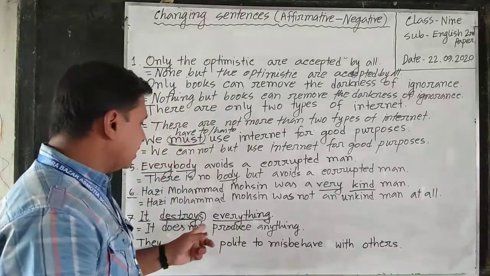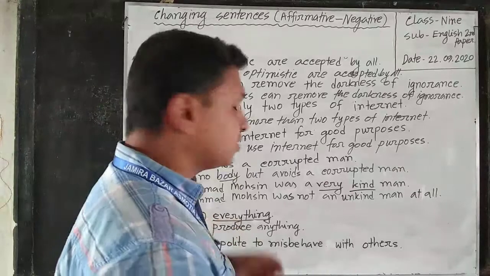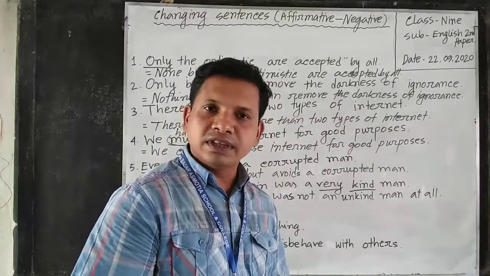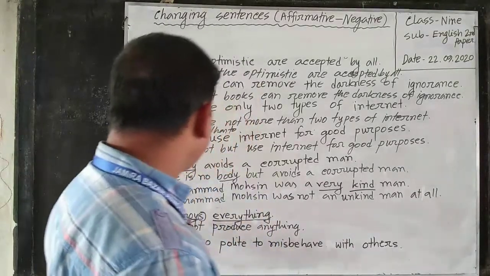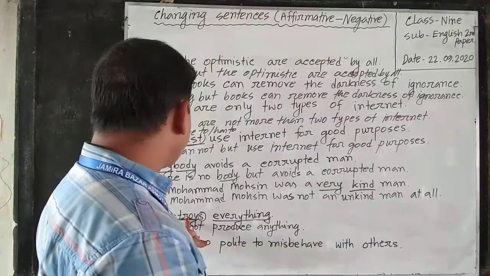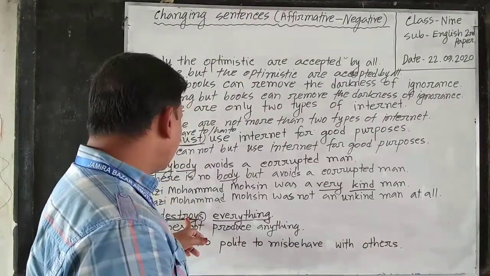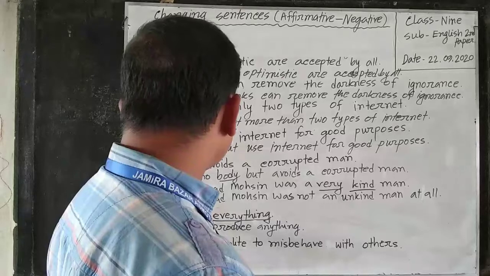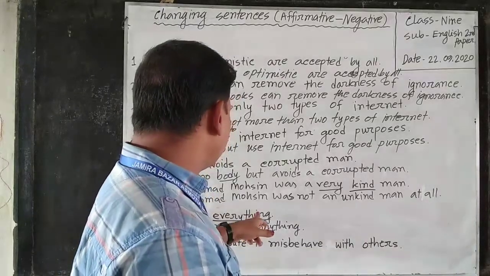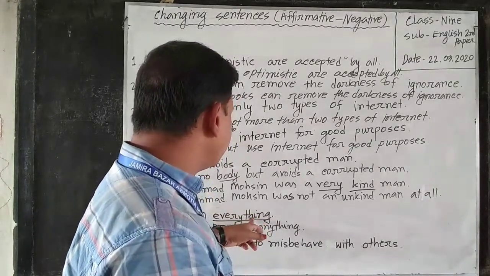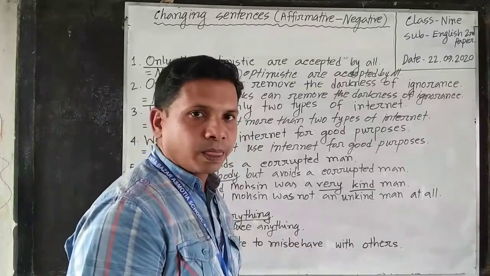follow. Here we have to change the two keywords of this sentence, that is destroys. The opposite word of the word destroy is produce, and the opposite word of the word everything is anything.